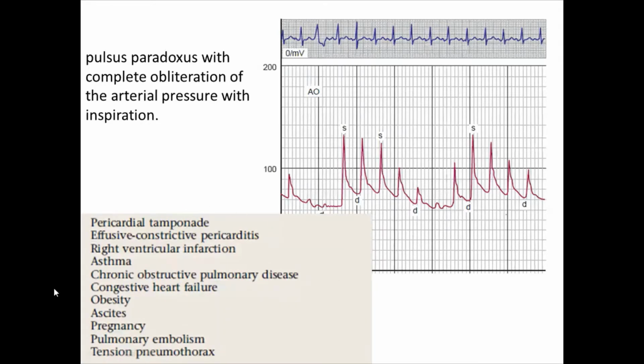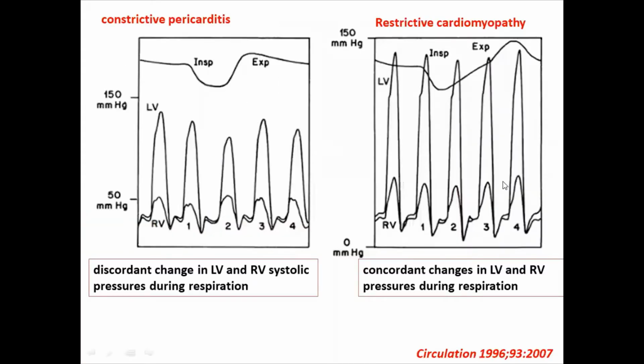Just a reminder for the causes of pulsus paradoxus. It could be pericardial tamponade, effusive constrictive pericarditis, right ventricular infarction, severe bronchial asthma, or severe COPD, severe congestive heart failure, obesity, but not to this extent usually, ascites, pregnancy, pulmonary embolism, and tension pneumothorax. These are the common causes of pulsus paradoxus. Okay?